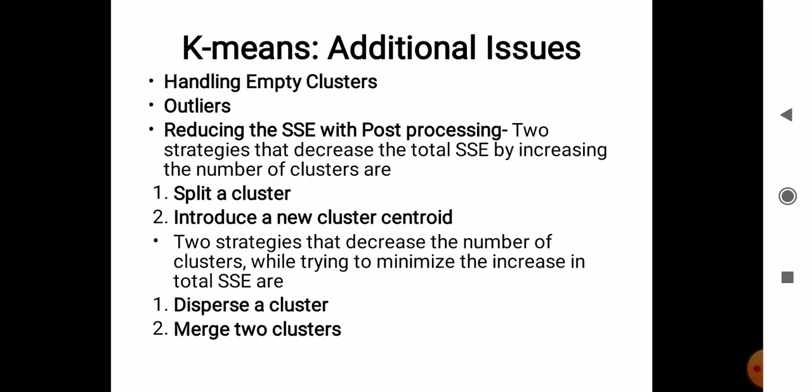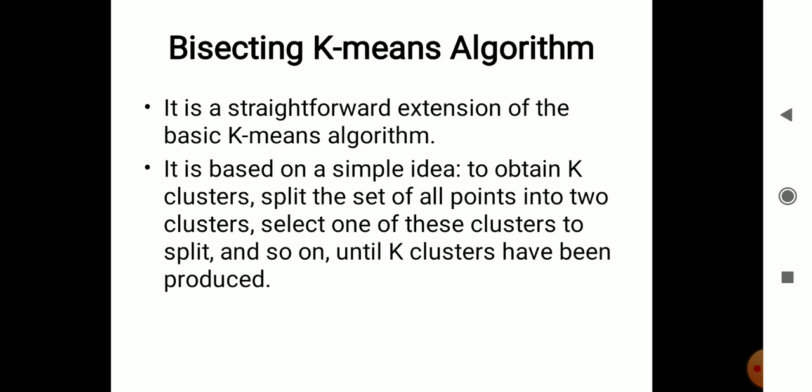And coming to the next one, that is merging of two clusters. The clusters with the closest centroids will be chosen, and the approach is to merge the two clusters that result in the smallest increase in the total SSE. Now by using these two techniques we can reduce the SSE value, though the number of clusters will also be reduced. And in order to overcome all these, we have an extension of the K-means algorithm, which is nothing but the bisecting K-means algorithm.